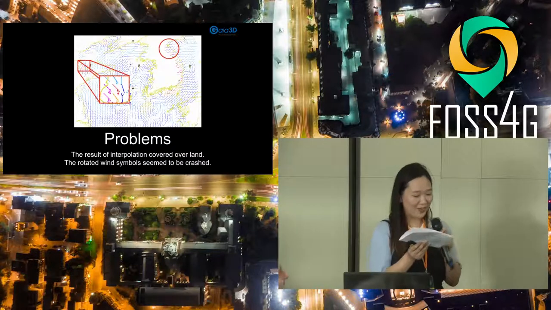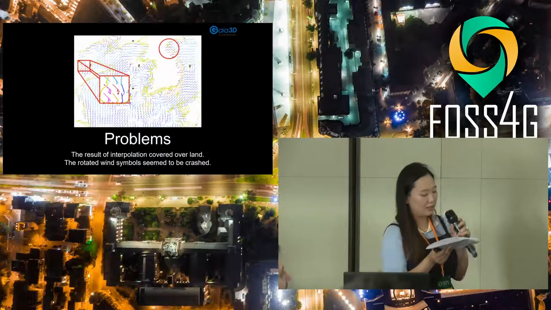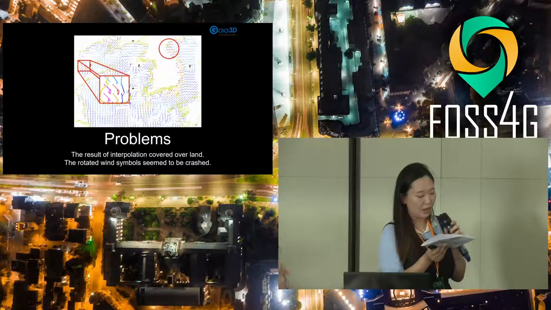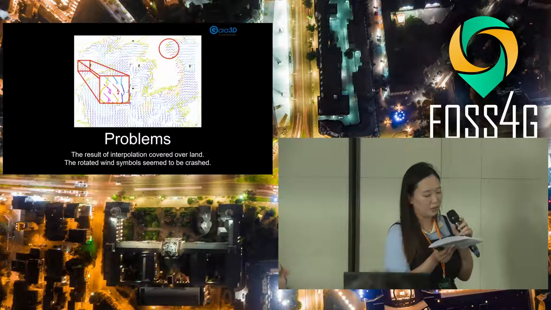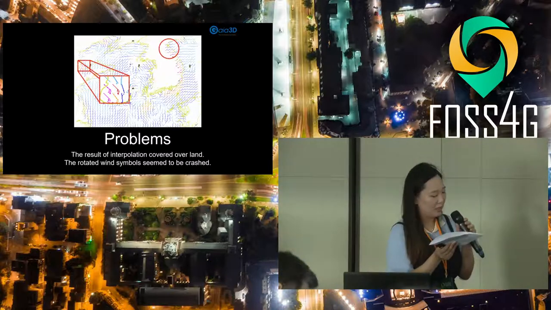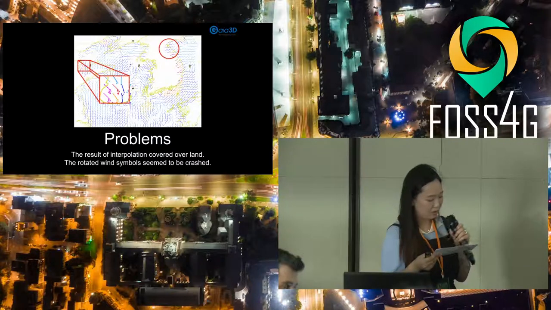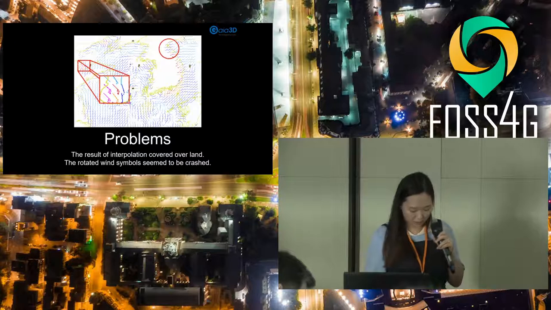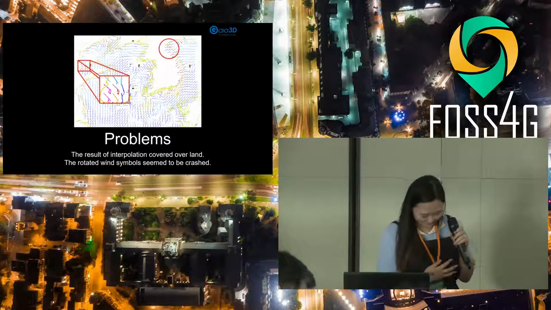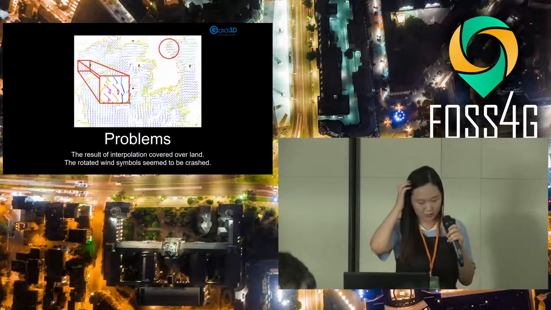This is the first method that I used. There is a lot of data that needs to be displayed, so I chose the tiling method using surface interpolation. But the result of interpolation covered over land and the rotated wind symbols seemed to be crashed. So to solve this problem, I used the VectorTile method.